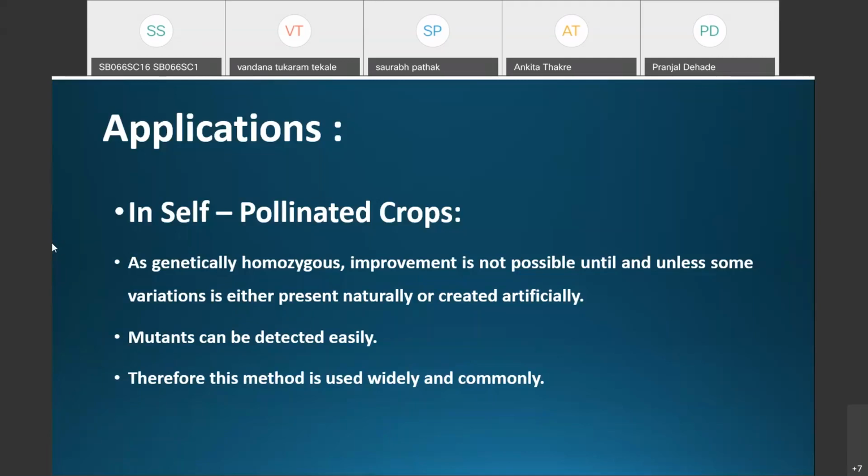Okay, and therefore the mutation breeding is used widely and extensively in the self-pollinated crops, as the mutants can be easily observed and separated from the other plants, and that's why mutation breeding is used extensively in the self-pollinated crops.